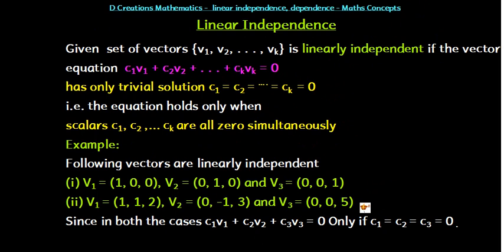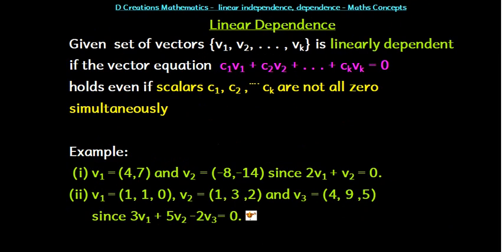Now what happens if all the scalars are not 0 simultaneously? In that case, we say that the vectors are linearly dependent. That means this vector equation C1V1 plus C2V2 plus dot dot dot plus CKVK is equal to 0 holds true even if some of the scalars are not 0 or even if all of the scalars are not 0. Let us see some examples.